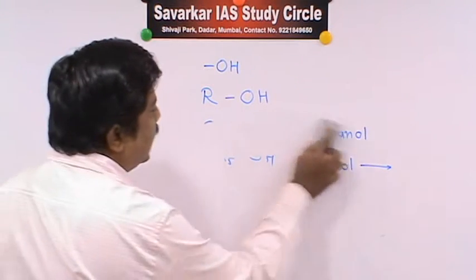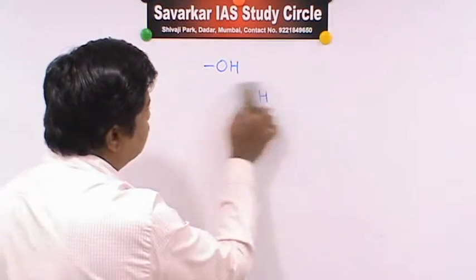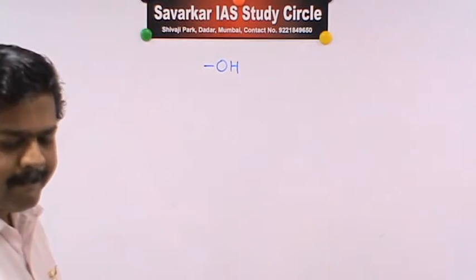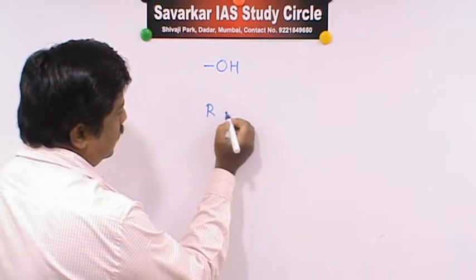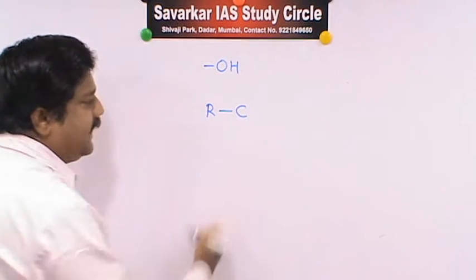Now we are discussing another group. Here we are saying that R is already there, attached to C.